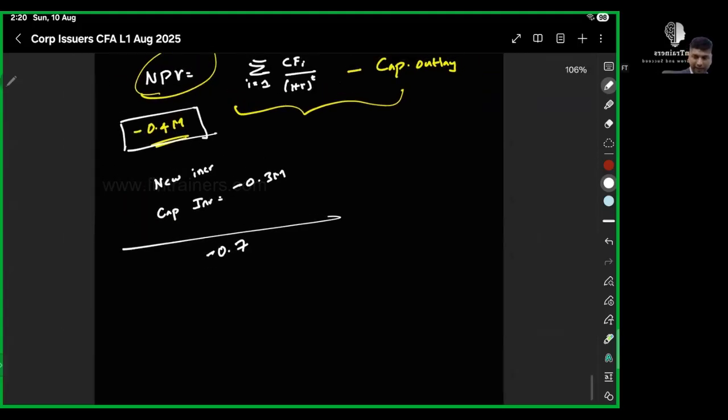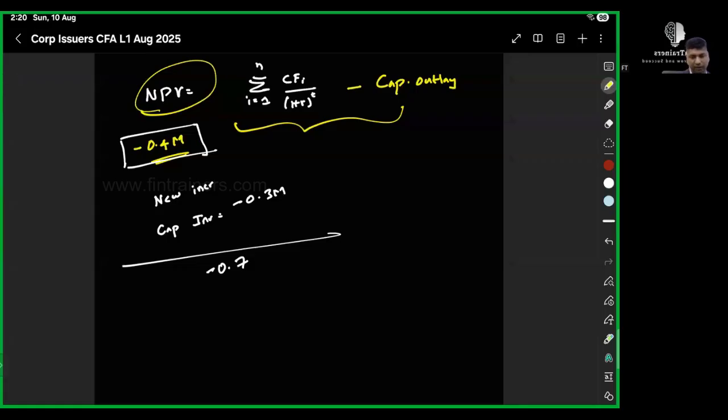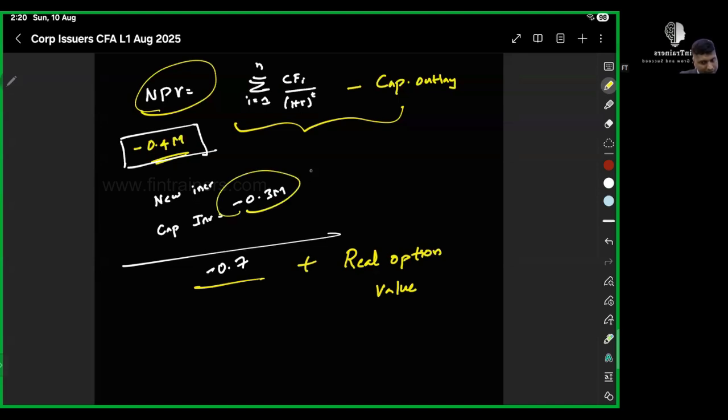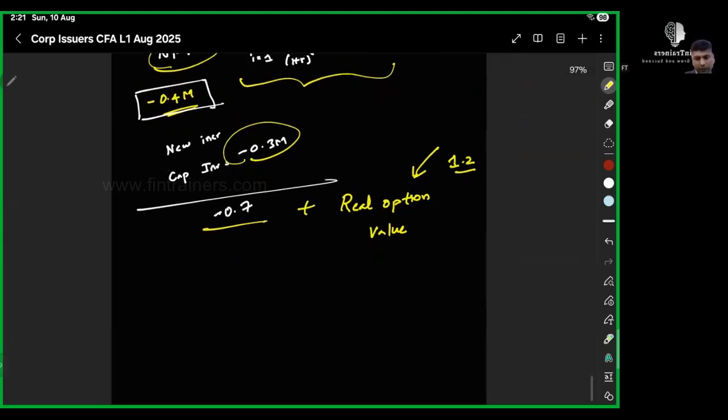So the revised value of this project is not really a formula. So this is your NPV. To that, you add the real option value. That's it. What is the option value? It was directly given in the question. Now, this option was not there before this 0.3 million. Now that we have done this, unlocking of this option happens. The value of this option is 1.2 million. So 1.2 plus minus 0.7. So your new value is 0.5. We just have to add the real option value to the NPV and any other capital outlays we have for unlocking that real option.